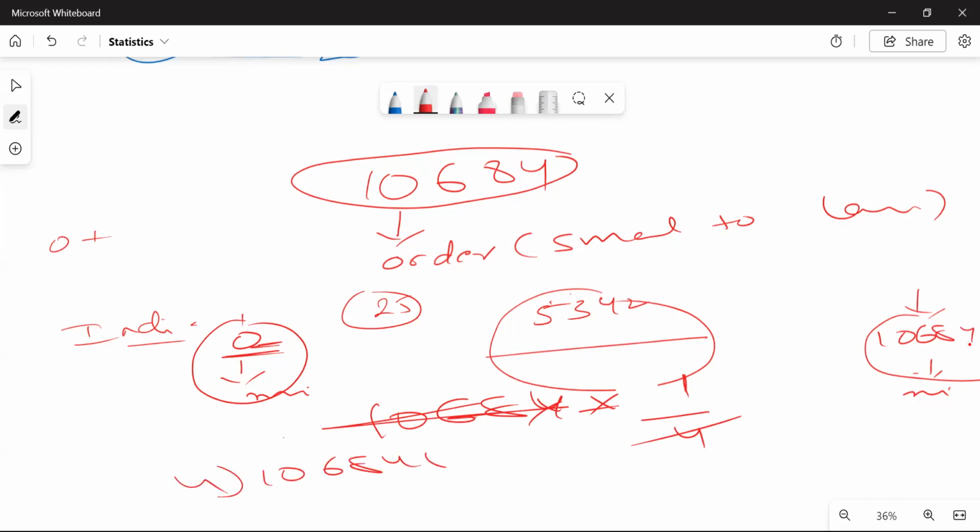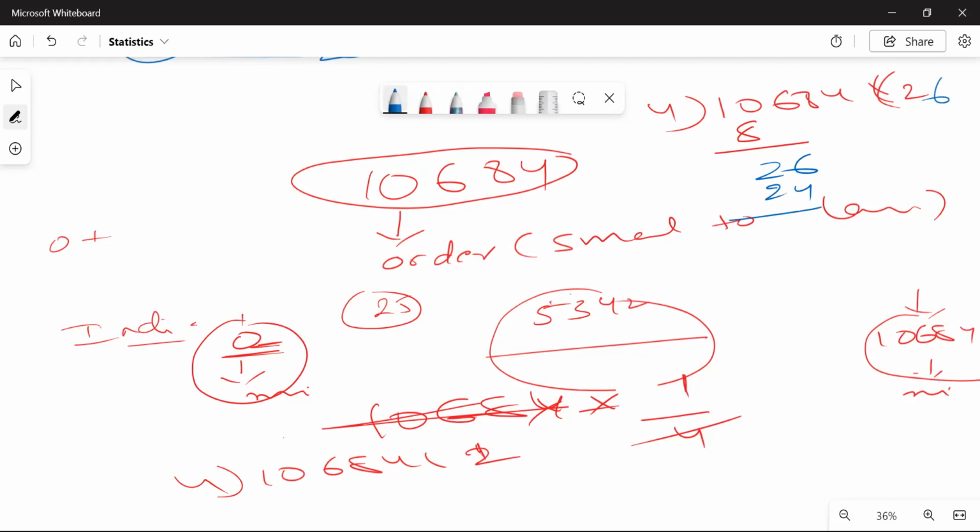10684 divided by 4, what index will you get? 2 times 4 is 8, and here we have 2 and 6, 24. So it is 2671. The value at position 2671, we call your quartile 1.